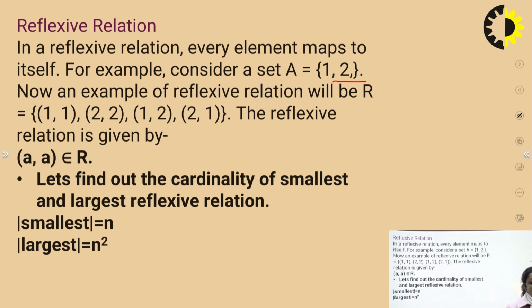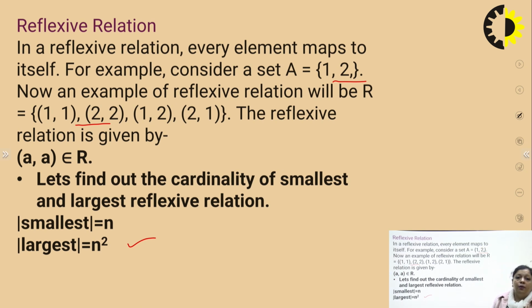So, if I talk about the largest reflexive relation, if I take the entire A cross A in my relation, then it will always contain the diagonal pairs and all the other elements as well. So, it is always going to be reflexive. A cross A is always going to be reflexive. So, the cardinality of the largest reflexive relation which can be possible is n square, that is A cross A itself.